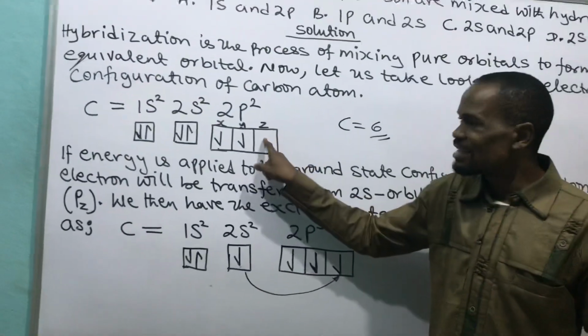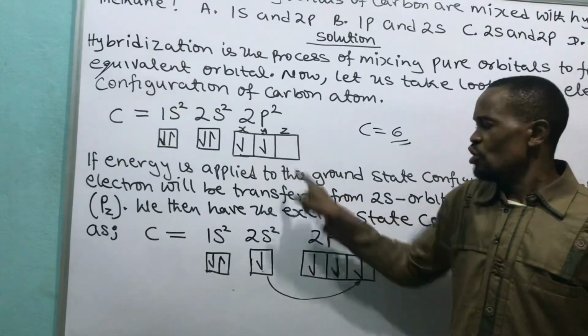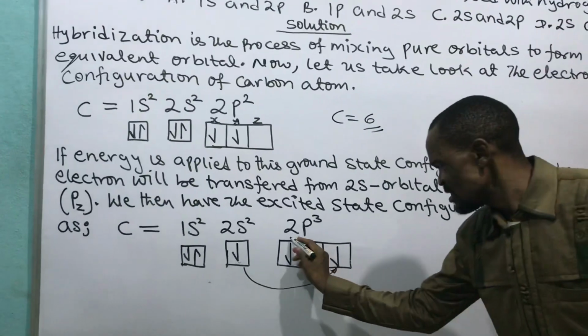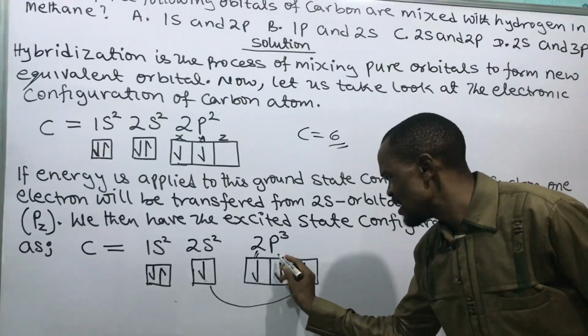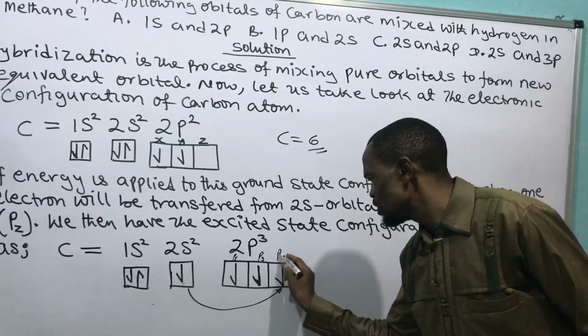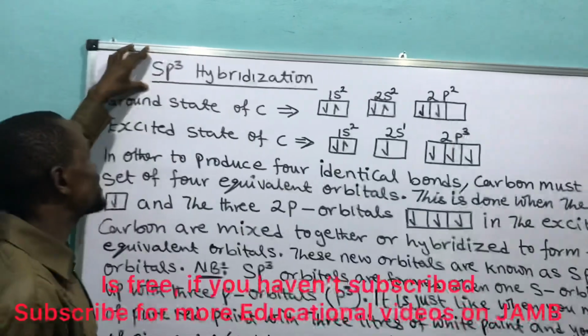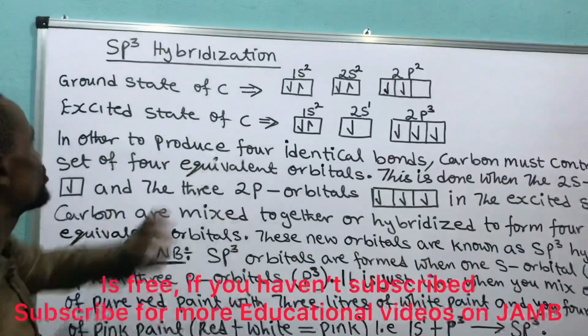Look at the ground state of the carbon atom configuration. Look at the excited state of the carbon atom. And you remember that here is px, here is py, and here is pz. It has run in and gone into pz. sp3 hybridization.